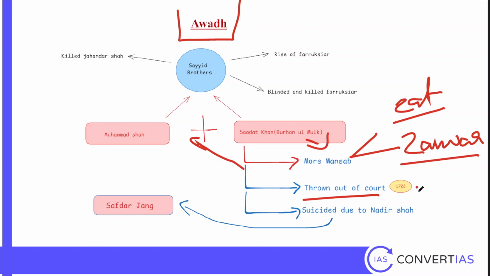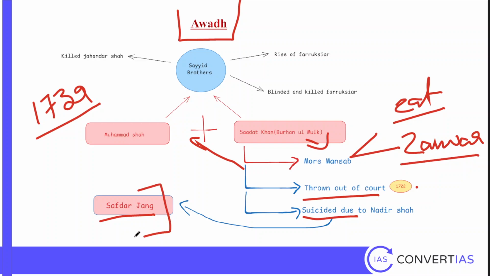But you should remember that he was the ruler of Awadh in 1739. This is the year when the Persian emperor Nadir Shah invades. And Nadir Shah constantly forced him to give booty, a higher and higher share. And he couldn't withstand the pressure and he committed suicide. And he was succeeded by Safdar Jung. Safdar Jung is an important name. We'll come across the events in Awadh later. But this is the story of the establishment of Awadh.